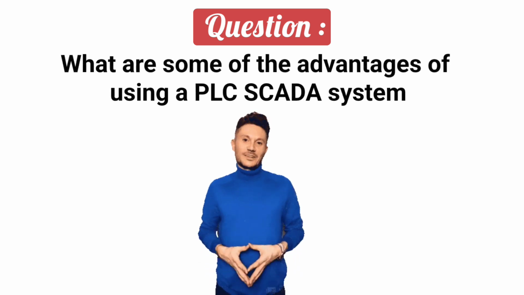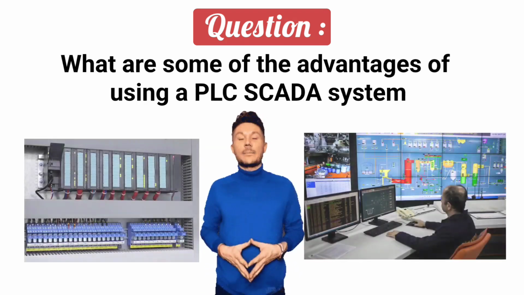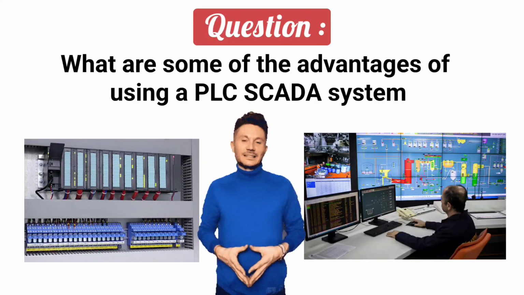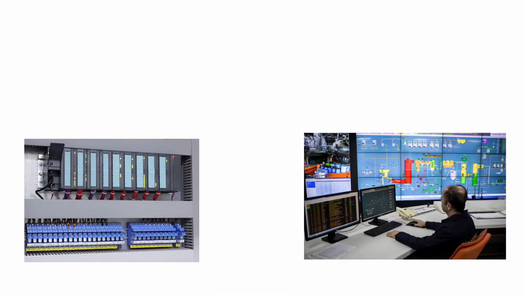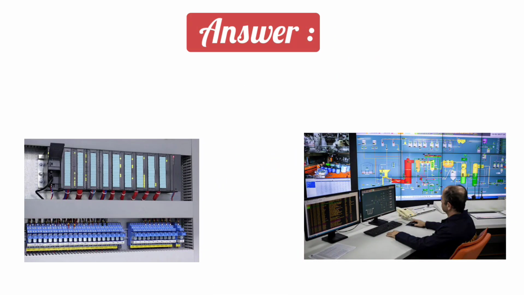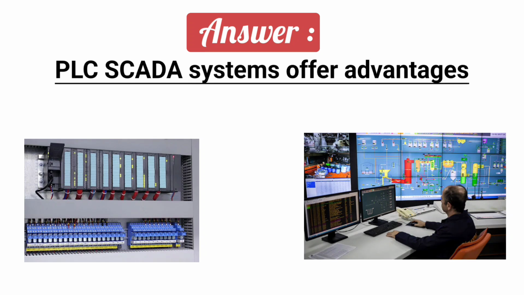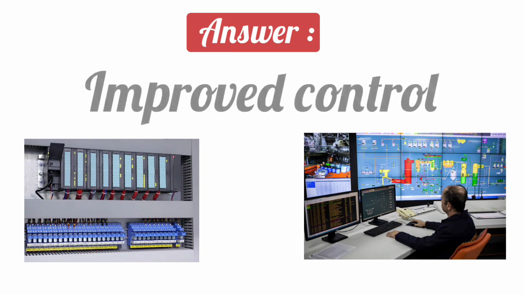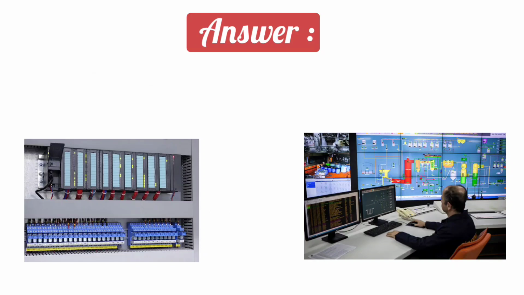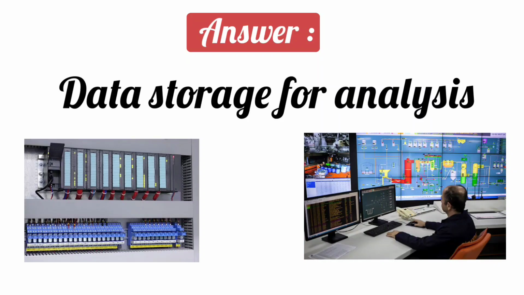Next question is, what are some of the advantages of using a PLC SCADA system in industrial automation? Answer is, PLC SCADA systems offer advantages like improved control, real-time monitoring, remote access, reduced manual labor, faster response times, and data storage for analysis.